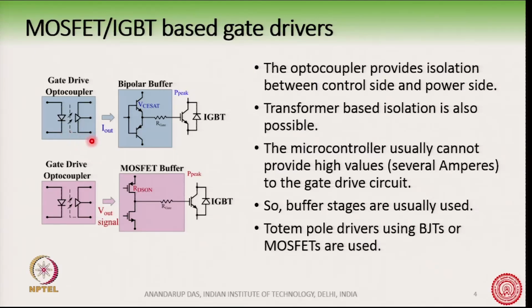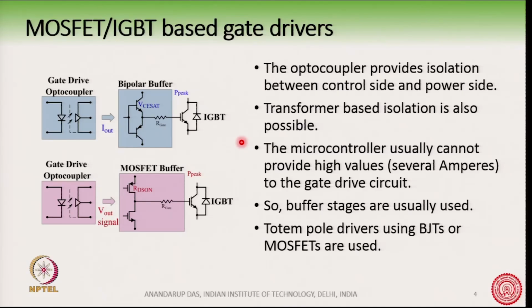Now, on this diagram you can see that there is an optocoupler which is providing the isolation, and here there is a BJT in a totem pole configuration driving the IGBT. So, this totem pole configuration can also be made with a MOSFET, it can be made with a BJT, and this is the stage which amplifies the voltage and the current. So, this is the buffer stage.